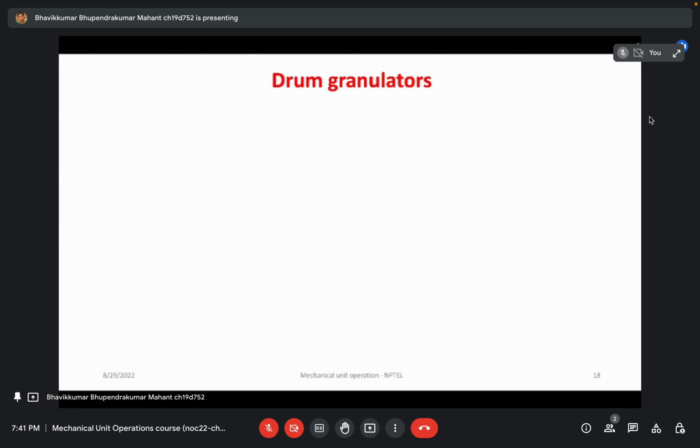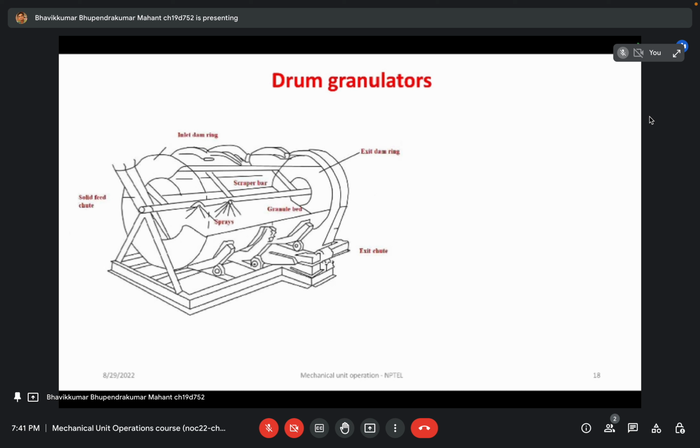Now there is a different type of tumbling granulator, which is known as a drum granulator. Here we are using drums rather than this disc. In the drum granulator, solid can be fed by this chute and it goes inside. Here you can see there are liquid lines, and this liquid line can spray over the solid material. There is also a scraper bar, which can control the size of the material.